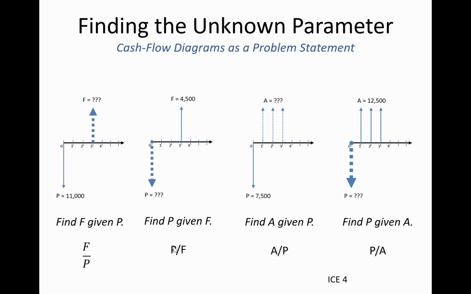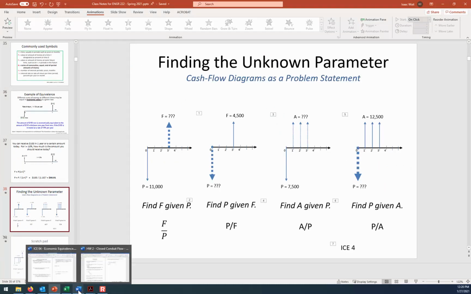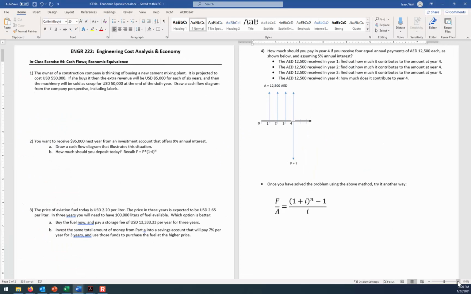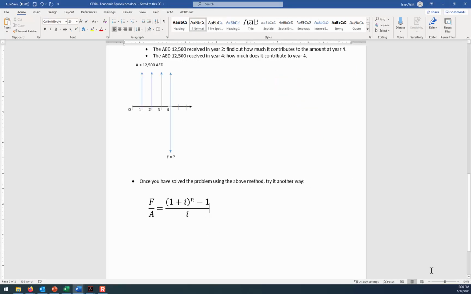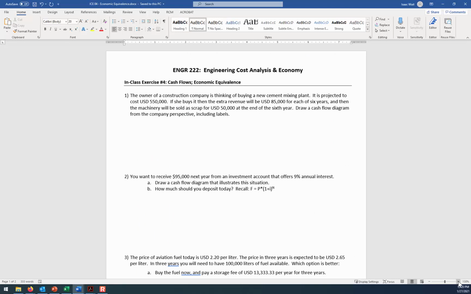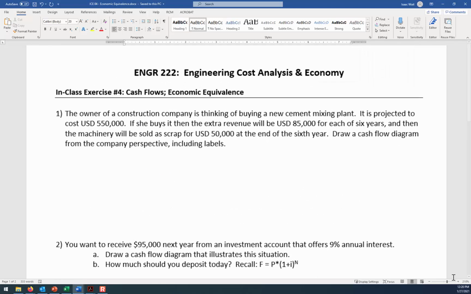All right. Let's take a look at in-class exercise number 4. Hopefully you've got it printed. We're going to work the first two problems together, and then I will put you in breakout groups for problems 3 and 4. All right.